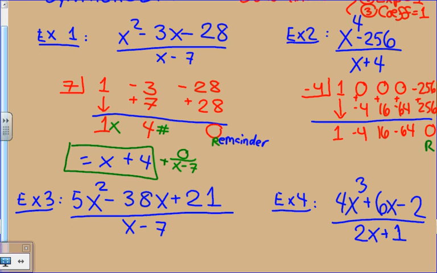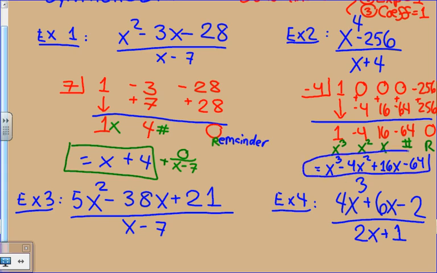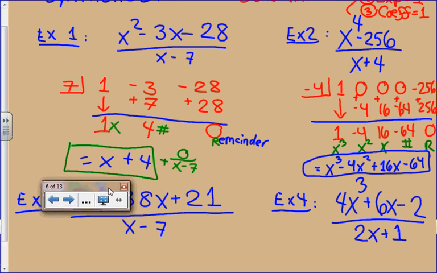Remainder. Number. What comes next? X. Then x squared. Then x cubed. So our final answer to this problem is that we have 1x cubed minus 4x squared, positive 16x, and minus 64. Okay, so now that we've done that problem, any questions with that?